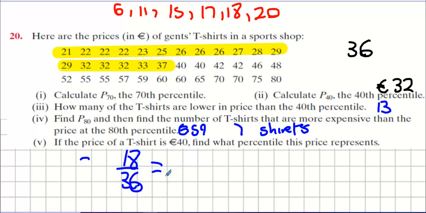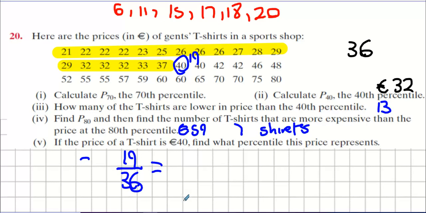So what percentile would that make it? It says 19 for some reason. Let me see. 18 is lower. Oh, but it is number 19. You would be ranked 19th, wouldn't you? So you're actually ranked 19th out of 36. So therefore, you multiply that by 100.